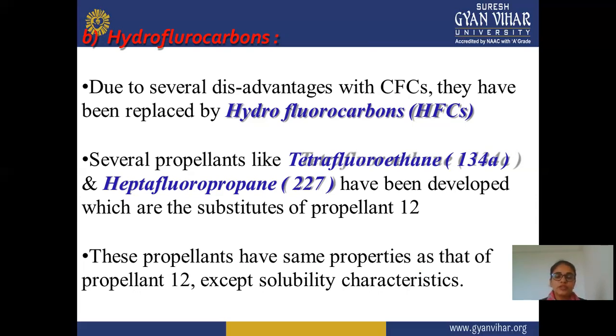It is further divided into different categories. The first is tetrafluoroethane, also known as 134a, and the second is heptafluoropropane, also known as 227, developed as substituents of propellant 12. These propellants have properties similar to propellant 12, with some differences in solubility characteristics.